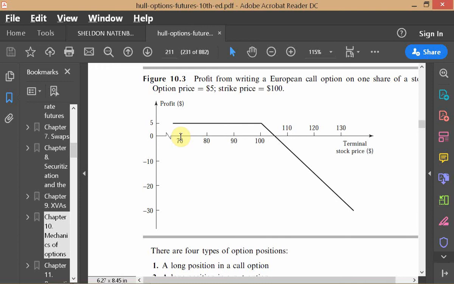Is this clear? This is how you should think. A put option gives you the right to sell the underlying asset at the strike price. The strike price is 100. What is the current market price? We are considering the scenario for 70. So our current market price is 70.